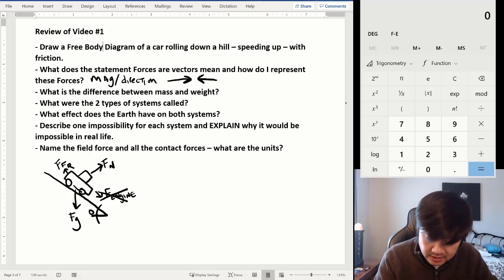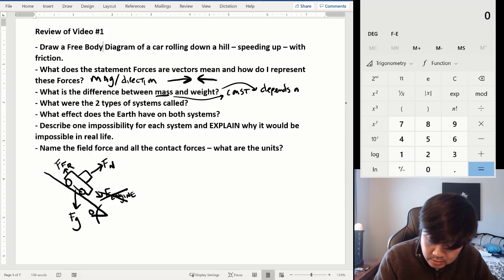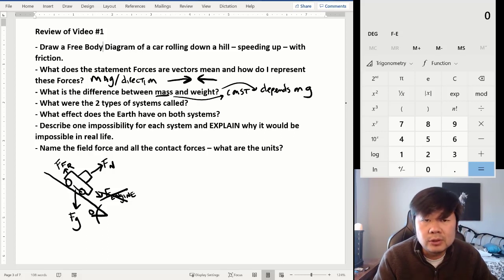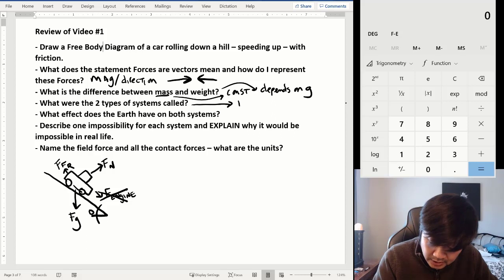What is the difference between mass and weight? Mass is always constant. It's the same everywhere. Weight depends on gravity, g, the acceleration due to gravity. What were the two types of system called? We had an inclined plane, I'm just going to abbreviate, and Atwood machine. What effect does the Earth have? Well, the Earth is actually force gravity, which is also called weight. And kudos if you also got mass times gravity.